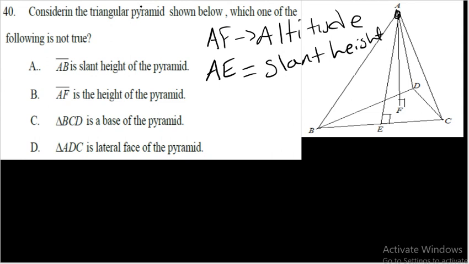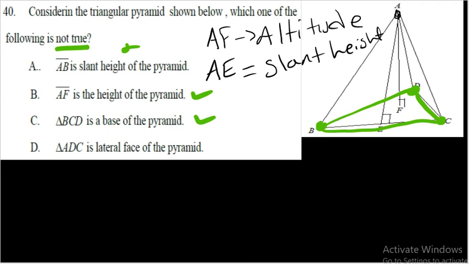So what do the choices say? Which one of the following is not true? First of all, it says which one is not true. So choice A says AB is slant height. No, AB cannot be slant height, because the slant height must be AE. B, AF is a slant height. I mean, AF is the height of the pyramid. We said it already, yes. And triangle BCD is the base of the pyramid. Yeah, BCD. The base means this one, the down face. That's going to be the base. That is true.